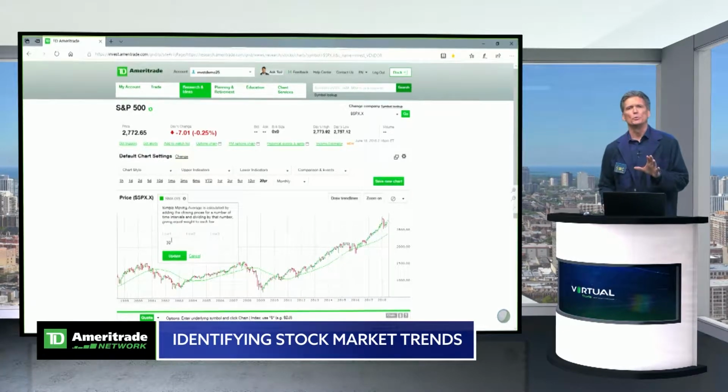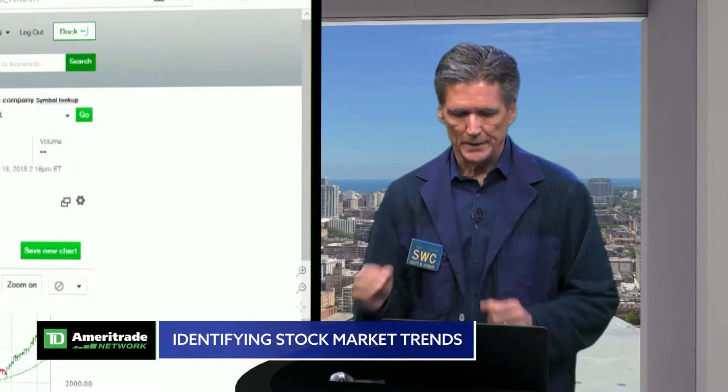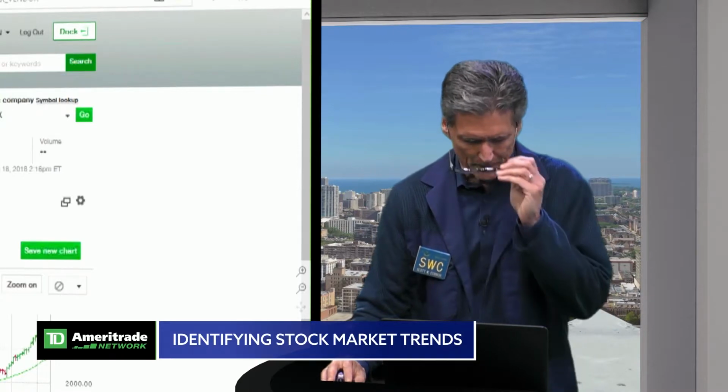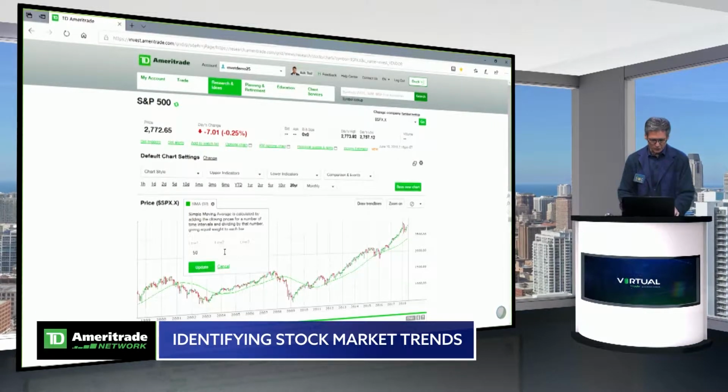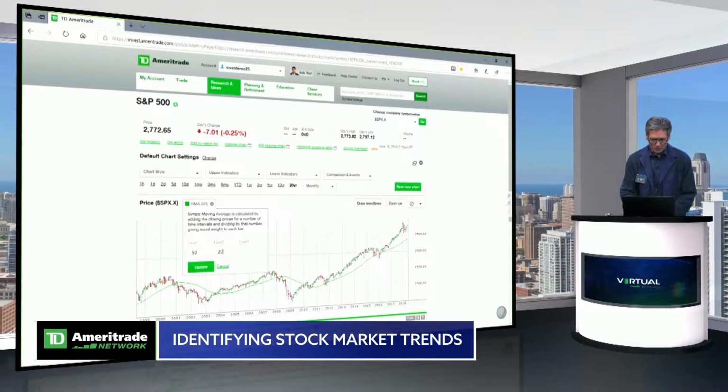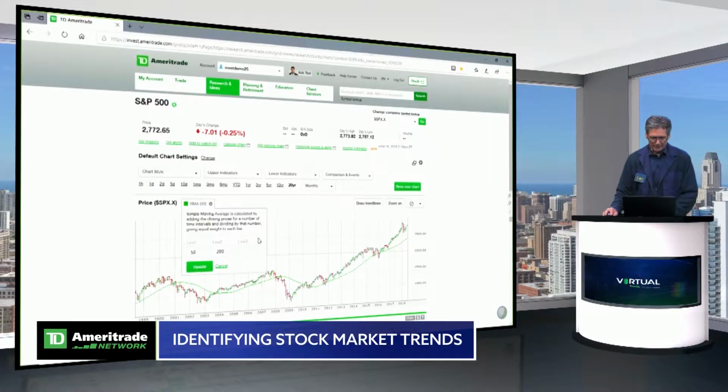But oftentimes, people will use 2 different moving averages to get a better idea of what the market's doing in general. All right, so let's take a quick look at how we would do that. Let's say we want to take how about a 50-day moving average, and maybe compare that to a longer term or a 200-day moving average.